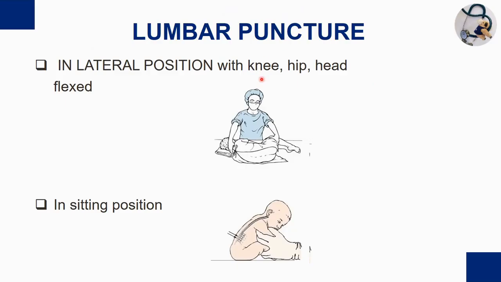Lumbar puncture can be done in a lateral position like this, with the knee, hip, and head flexed so that the intervertebral space is increased, or in bigger children you can even do it in a sitting position like this, and the child is flexing the neck.